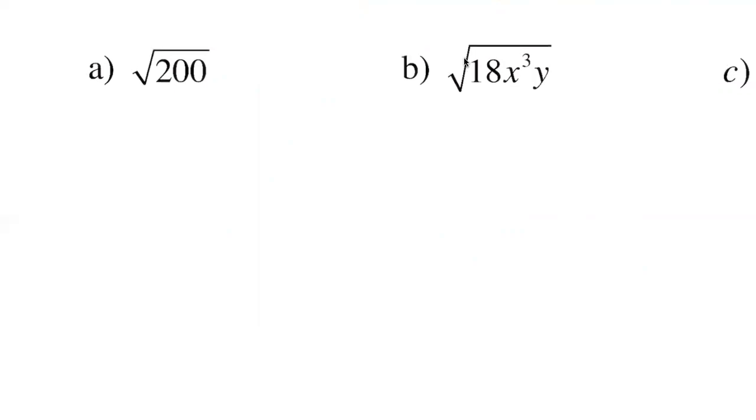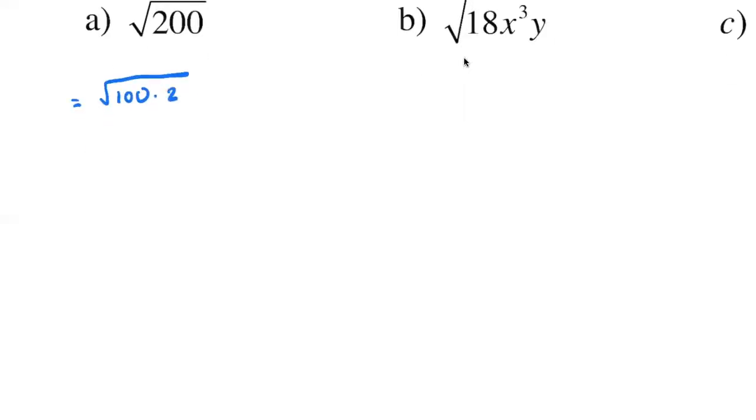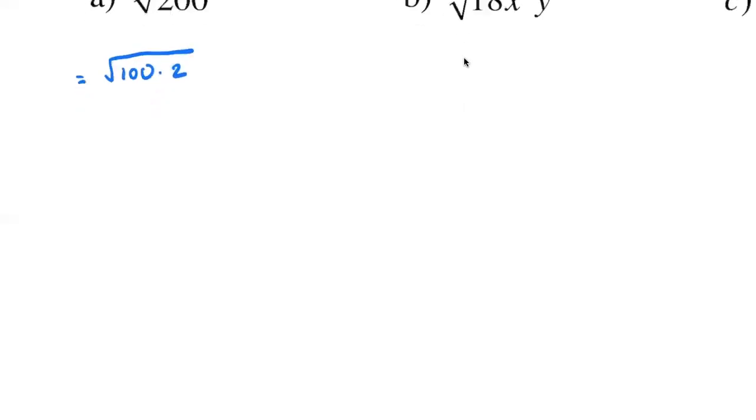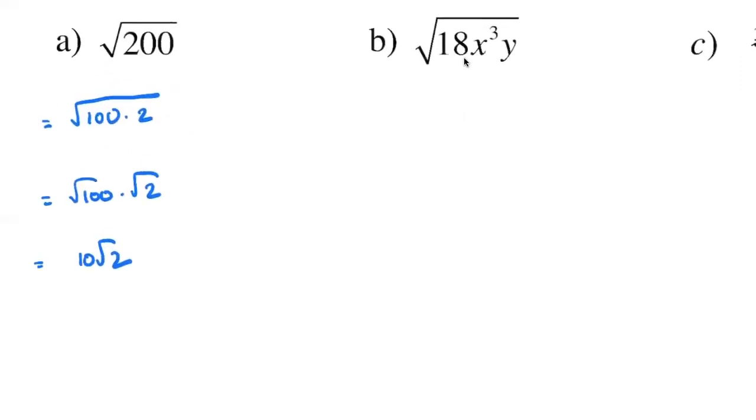To simplify this type of radical, we rewrite the radicand as a product where one or more of the factors contains a perfect square factor. Sometimes it's easy to go straight to the biggest perfect square number. Sometimes it's not, so you just have to practice a lot to get good at it. So we get 10 root 2, right? So 10 root 2 is the simplified answer for the square root of 200.